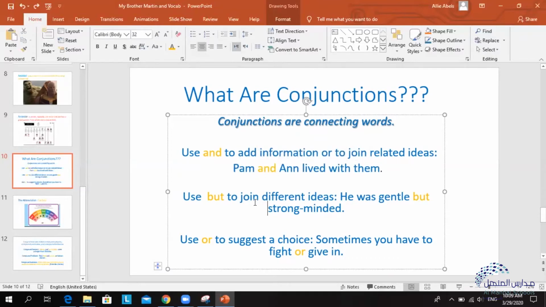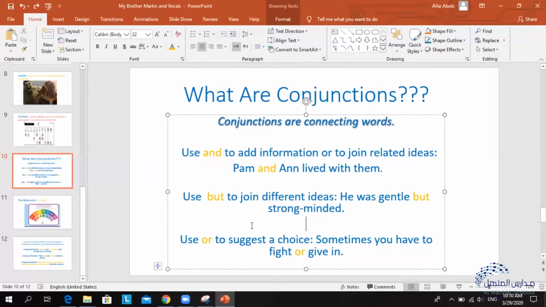If you want to join different ideas, you would use the conjunction "but." In the example, we are saying, "He was gentle but strong-minded." So we want to show two different characteristics about a person, then we use the conjunction "but" to join the two different characteristics and different ideas of a person.